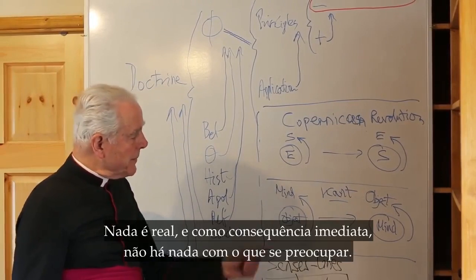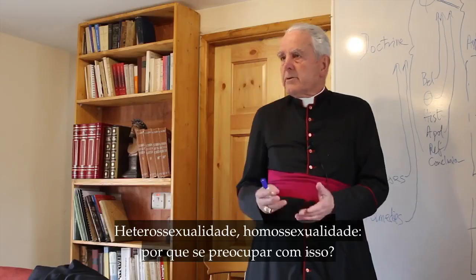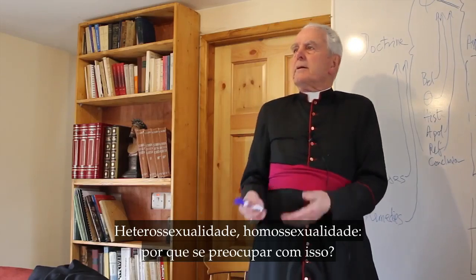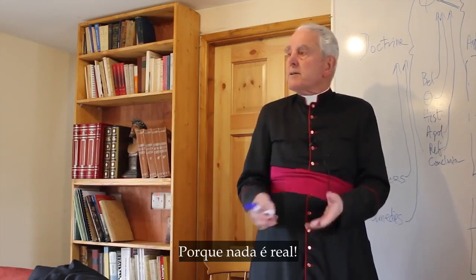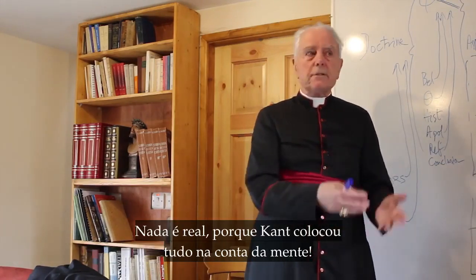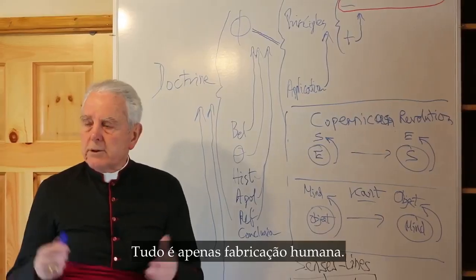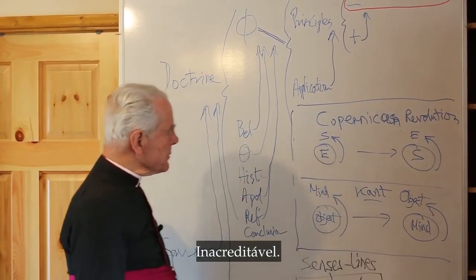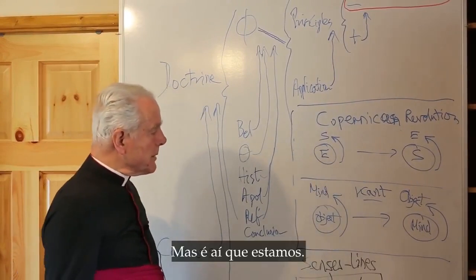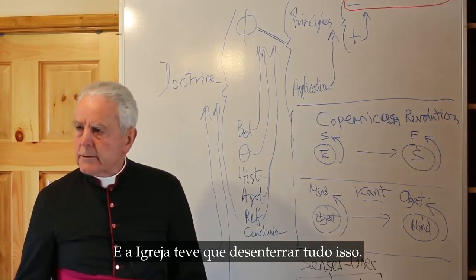Nothing for real, nothing, and the immediate consequence, nothing to get hung about. Heterosexuality, homosexuality, why do you get hung about that? Abortion, why do you get hung about that? There's nothing to get hung about, because nothing is real. Nothing is real because Kant has turned it all into the mind. It's all just human fabrication. Unbelievable. But that's where we are. That's where we're at. And the church had to dig this up and dig it out.